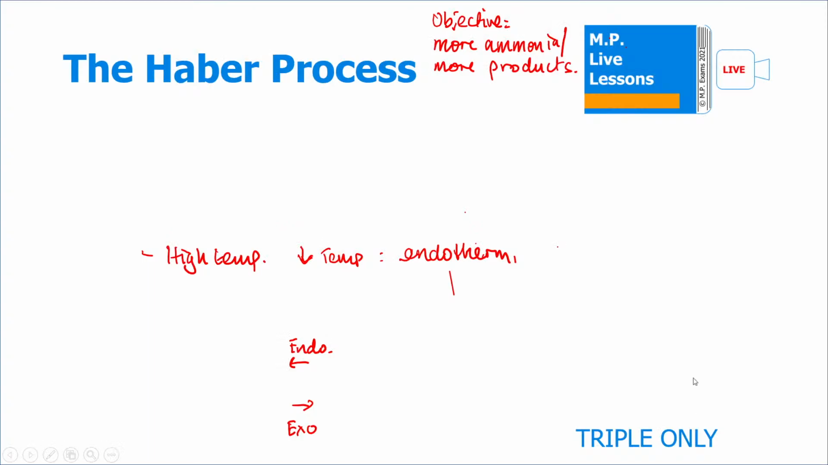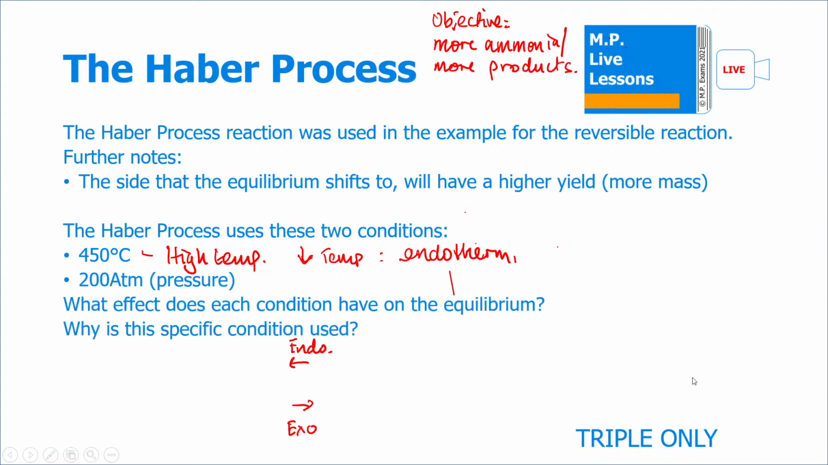Oh, and it's gone off for some reason. Right, I'll continue actually. Right, so continuing where we were.